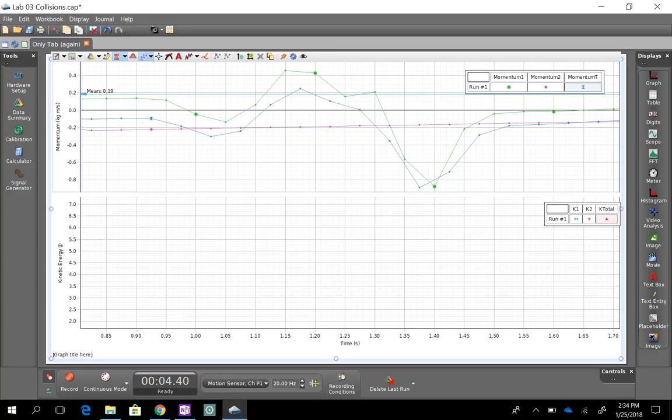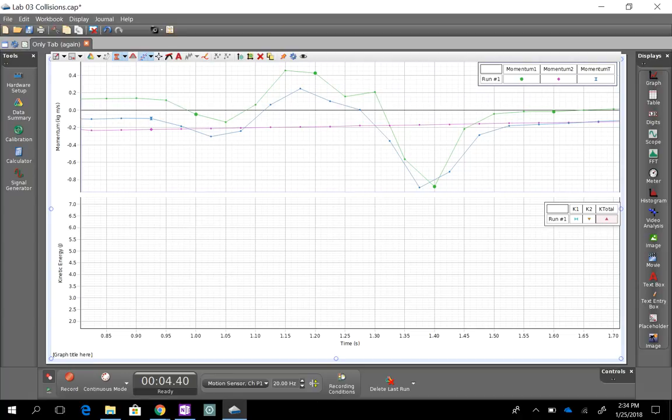Now we have to answer, was total momentum conserved? Which line is the total momentum? You can look at this thing here to determine which one it is. What color is momentum T? Blue. Okay, so that means I'm looking at the blue one, and the blue one here started right there, went through some fluctuations, and ended right here.